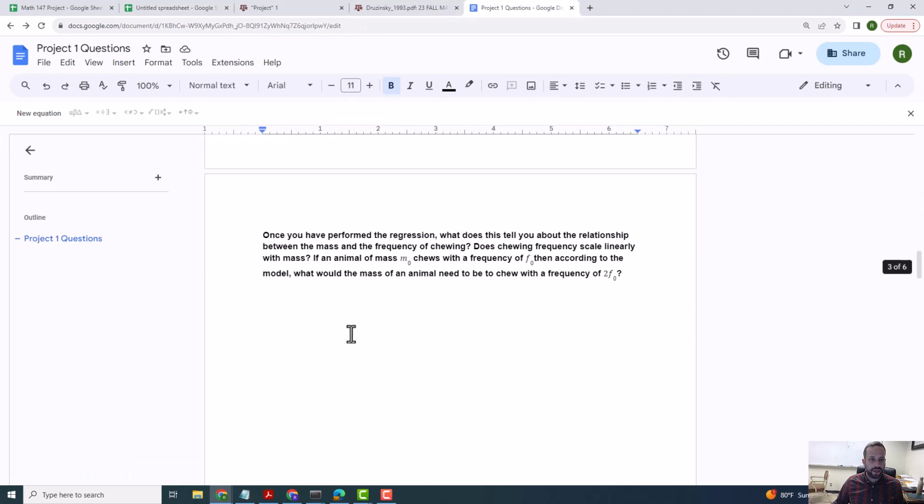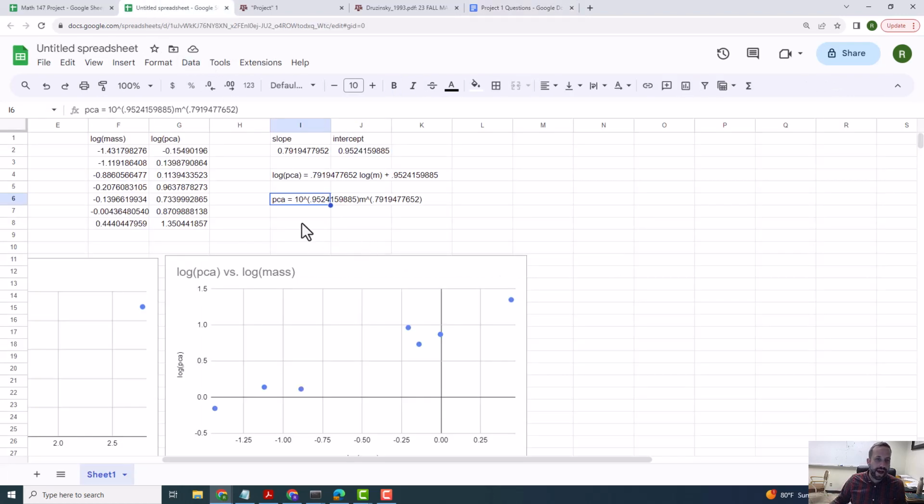And then the next question is, once you have performed the regression, what does this tell you about the relationship between the mass and the frequency of chewing? So does chewing frequency scale linearly with mass? If an animal of mass m naught chews with a frequency of f naught, then according to the model, what would the mass of an animal need to be to chew with a frequency of 2f naught? In other words, if you want to double the frequency of chewing, what do you have to do to the mass of the animal?